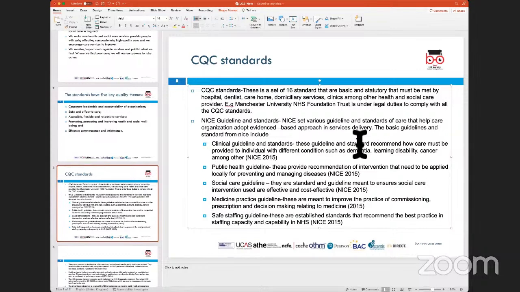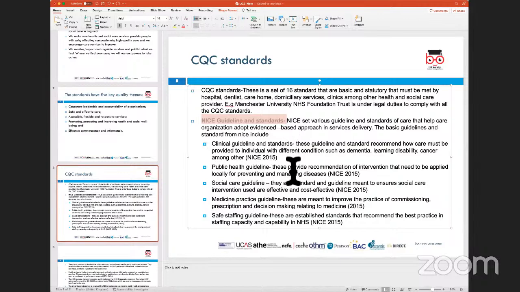So, for example, if I take the Manchester University NHS Foundation Trust, they have duties which have to be complied with: these 16 standards which have been set by CQC. That is where it allows them to draw government funding and then deliver these services to members of the public in the Manchester, North Manchester or Central Manchester area.